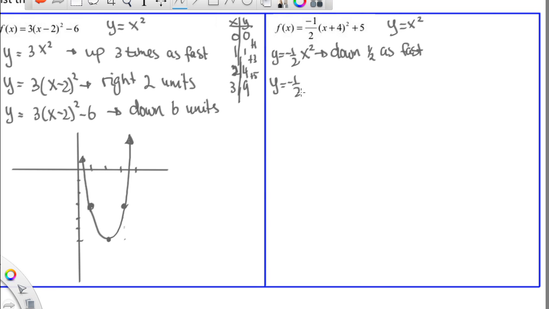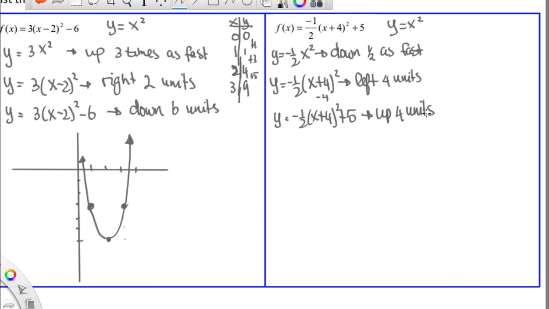And then I can make it shift. The plus 4 actually counts as a negative 4, so that's left 4 units. So the vertex shifts to the left 4 units, and then the plus 5, so to make it an x plus 4 squared plus 5, I need to shift my vertex up 5 units. Okay, so I'm ready to graph.